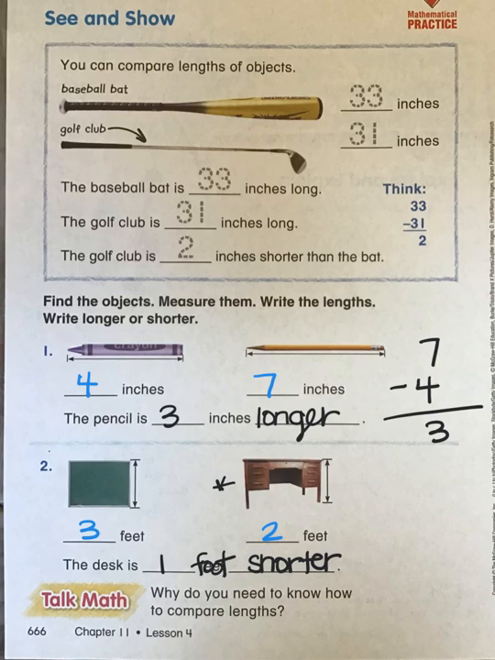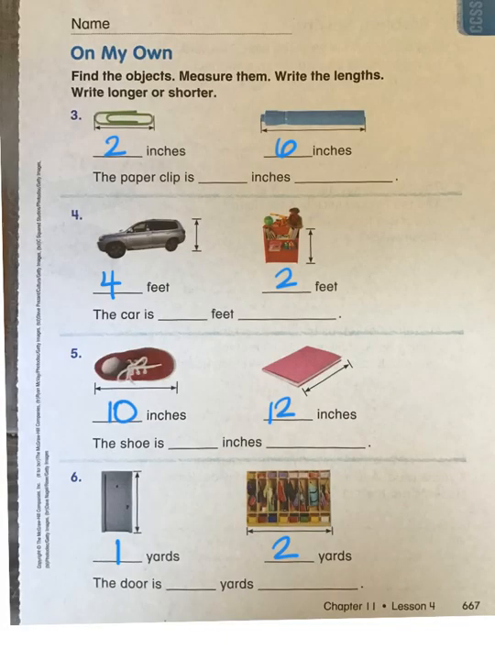Let's turn to page 667. Okay, let's compare a few more items. It's asking you again to go out and find these items and measure them, and if you want to do that at home, that's totally fine. But for right now, I've plugged in some numbers for you so that we can do these problems together. So we have a paper clip and a marker. The paper clip is 2 inches, and the marker I put is 6 inches.